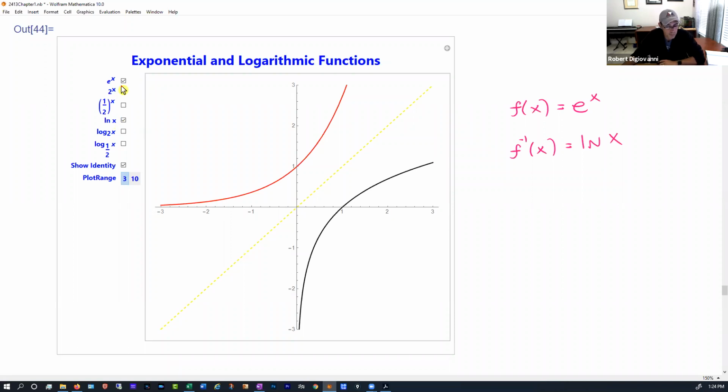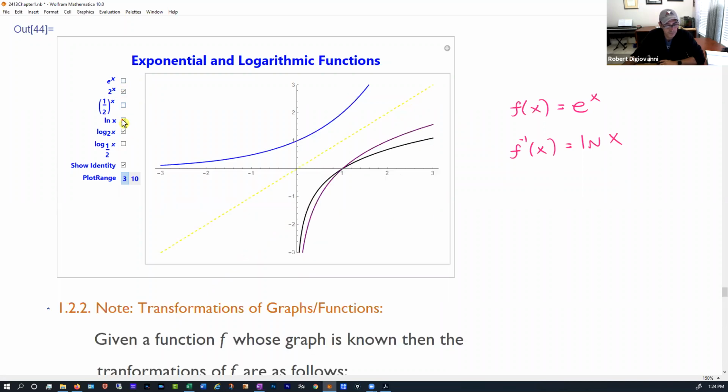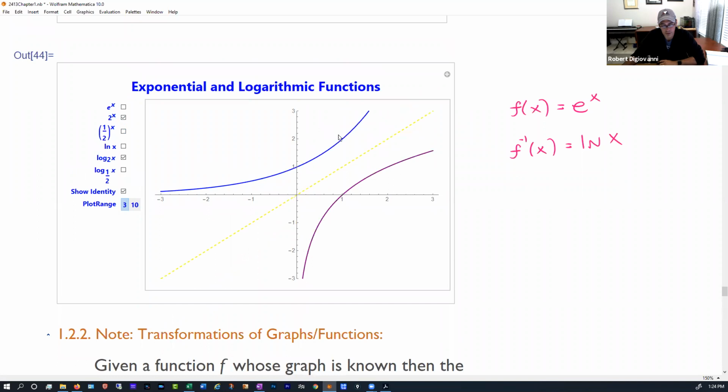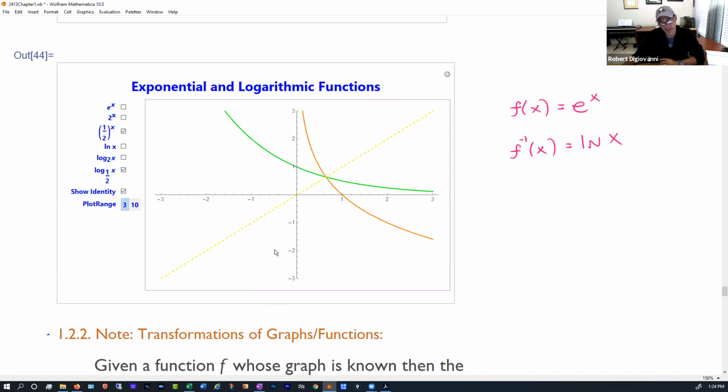I'll show you another one. Here's 2 to the x. Here's its inverse. And let me take the others out of here. So there's 2 to the x and there's log base 2. So reflection. And then I'll do 1/2 to the x. That's exponential decay. And if I graph log base 1/2, there's its inverse. You know what? This scale is not perfect here. It doesn't look like it's a reflection. That's because my scaling is off on my picture.